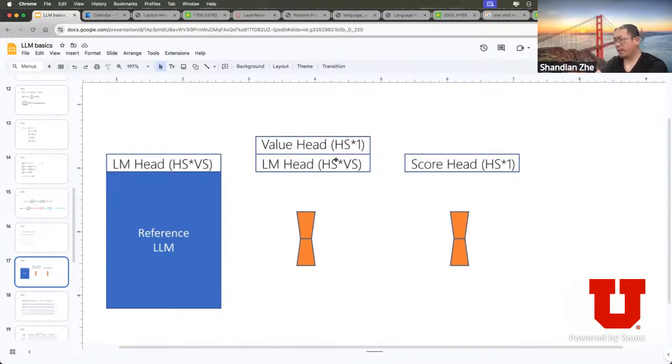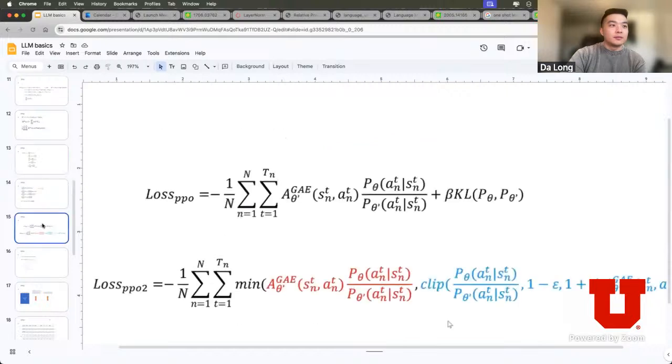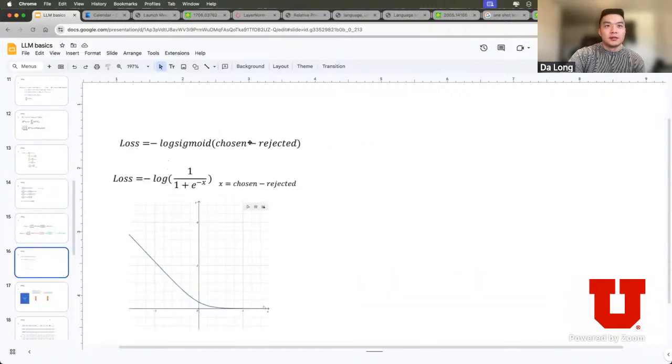But how do they train a score head? So I will talk about it here. For the score head, they use this loss. People give you a question and let the models output the answers. Maybe they generate two different answers, and then humans label which one they prefer. Then the model outputs the score for the chosen one and the rejected one, and then optimizes the loss.